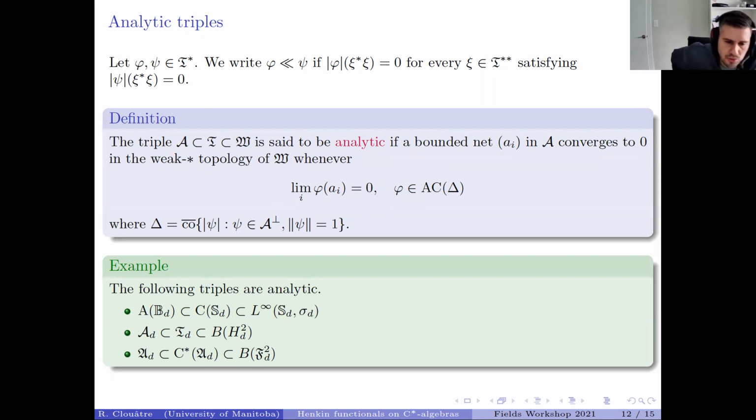And the fact that the latter two are analytic, again, this is not trivial. It's a consequence of some general criteria that we establish in the paper. Let me just say that one of the key points in showing something like this is the fact that these two C-star algebras contain all compact operators.